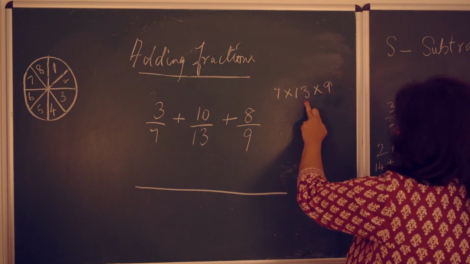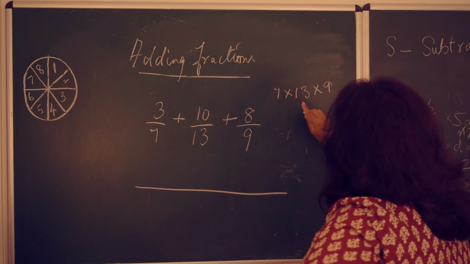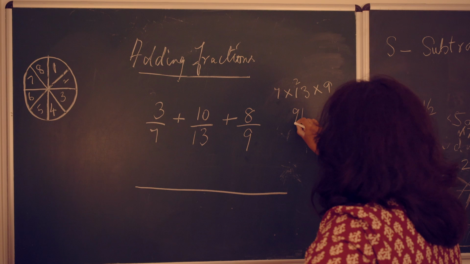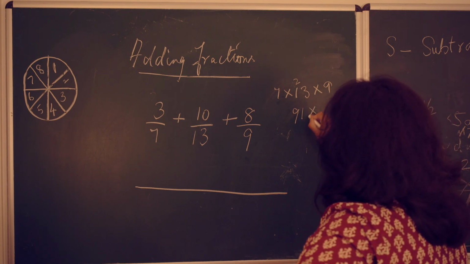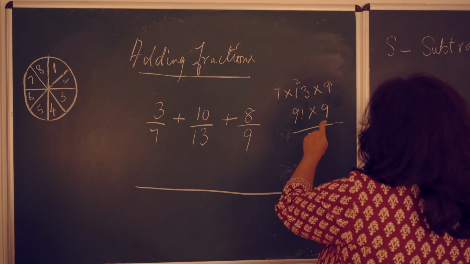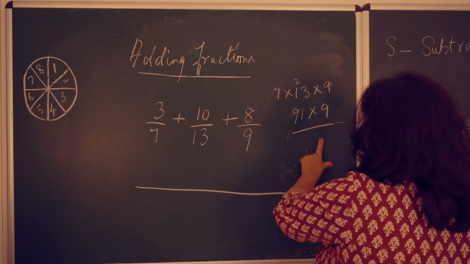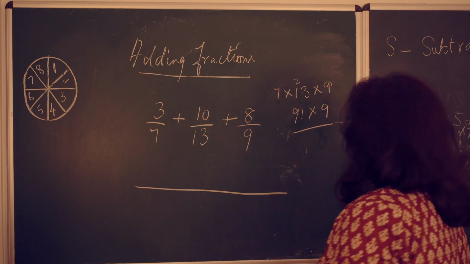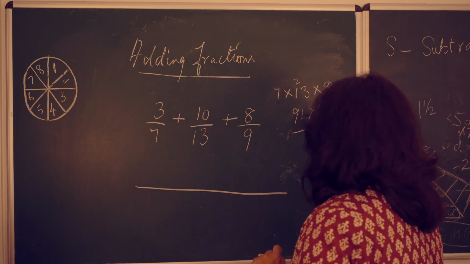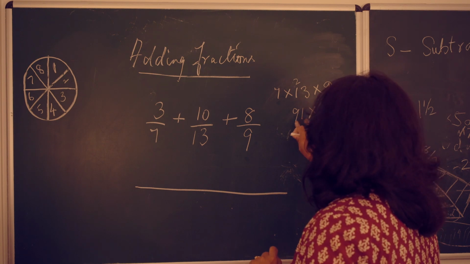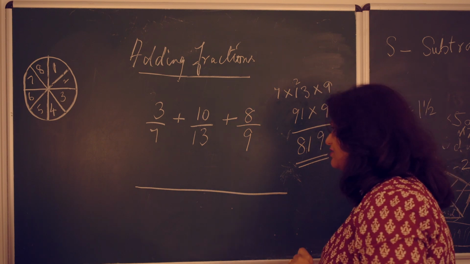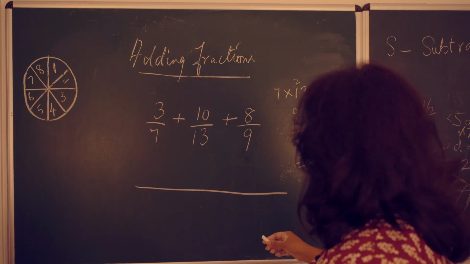7 times 13 is what? Is equal to 91. 91 times 9 is what? This is outright stupid. This is too big a number to pick out as an example. But anyway, I got it. So what I will do is, wait, 9 nines are 81. Okay, this is my so-called denominator. Good God, what a nightmare of a number I got.